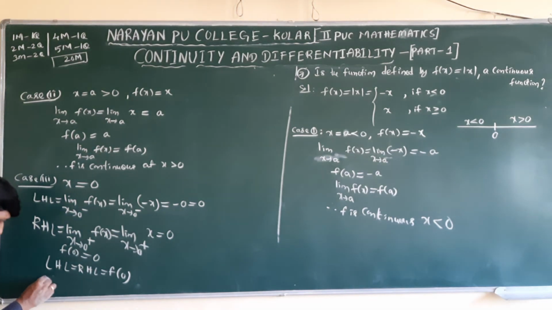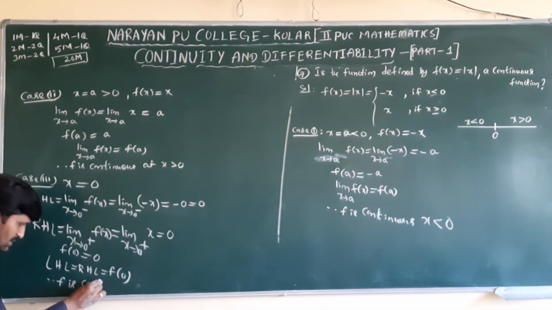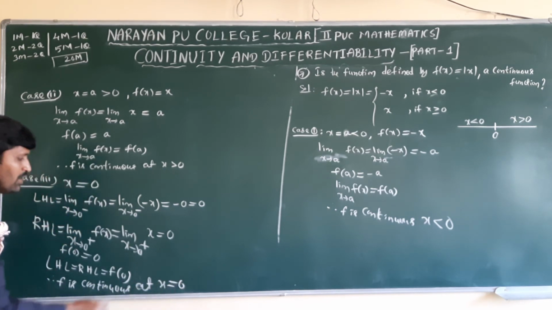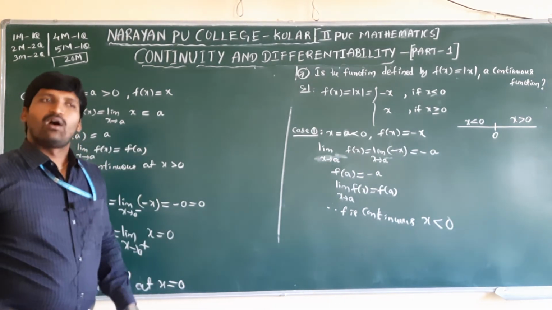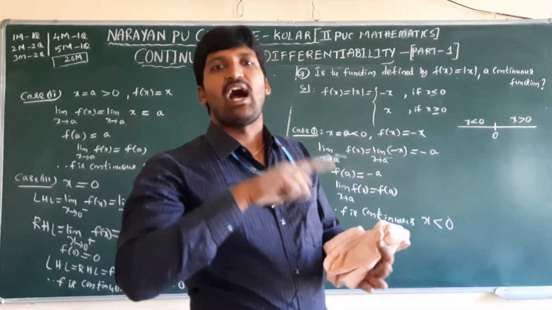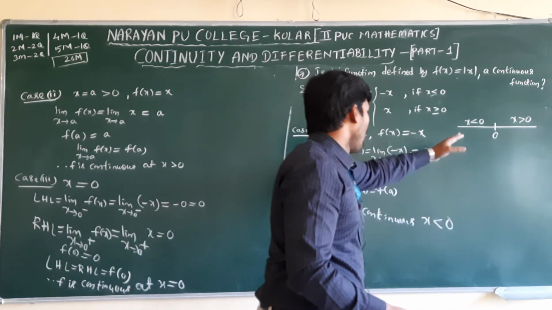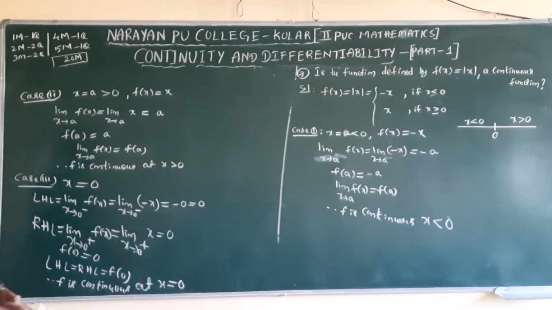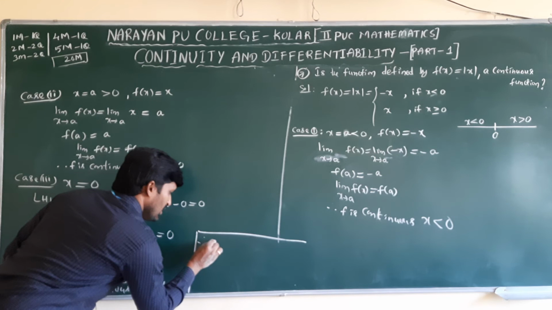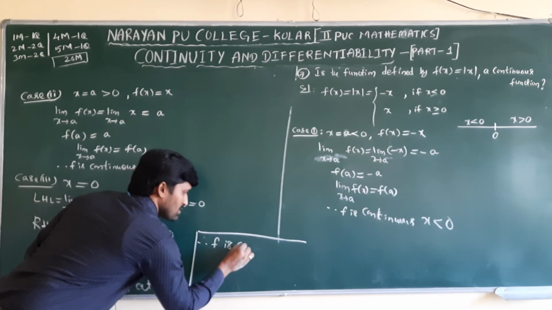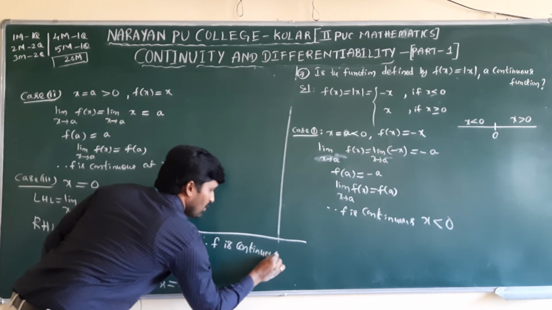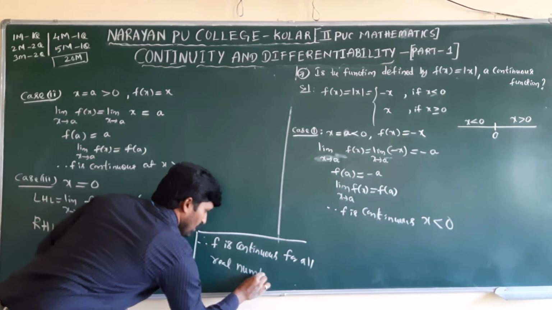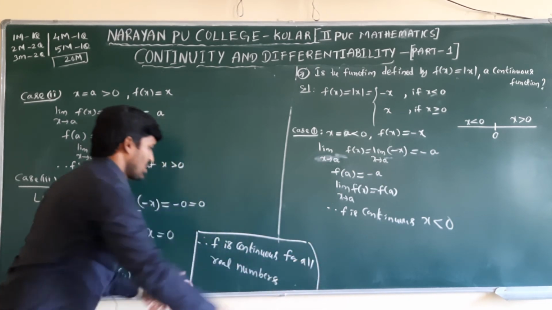Okay, here finally what can you write? F is continuous at x is equal to 0. Real numbers contain which numbers? All negative values, all positive values and 0. That's why at all negative values it is continuous, correct. At all positive values continuous, correct. At the point also continuous. Therefore finally we can write, therefore f is continuous for all real numbers. It is a continuous function. This is the last conclusion for this question.